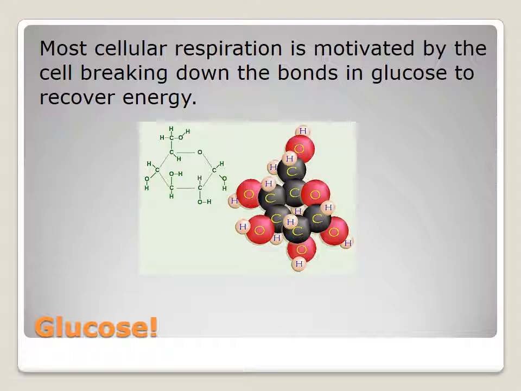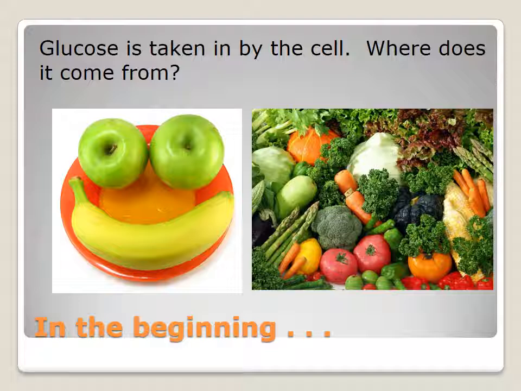Ultimately, what you're doing is you're taking that food that you eat, you break the bonds, you steal the electrons, you oxidize the substrates. But for today, we're going to talk specifically about breaking down glucose. So, we get glucose in our cells, but where does it come from? Where do we get glucose? Food, right? And where does the food get its glucose? Where do plants get their glucose from?